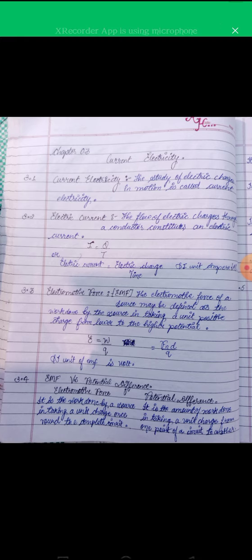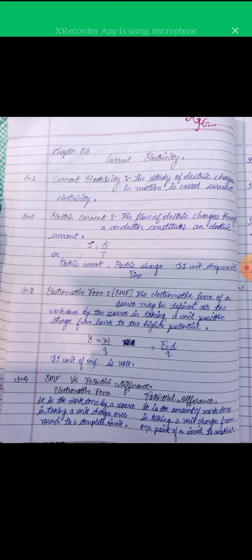Hello everyone, today we will start Chapter 3, Current Electricity, Class 12th. Topic 3.1 Current Electricity. The study of electric charge in motion is called current electricity. Topic 3.2 Electric current. The flow of electric charges through a conductor constitutes an electric current. I equals Q upon T, or electric current equals electric charge upon time.